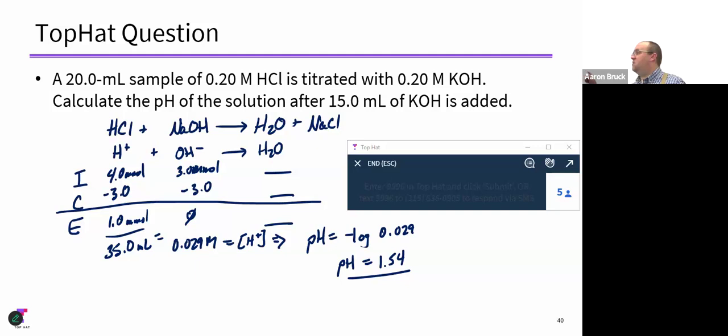All right, any questions with this kind of calculation? This is some of the calculation stuff that you're going to see in the homework tonight with titrations. It's just: how do you calculate the pH at any different point in a titration?